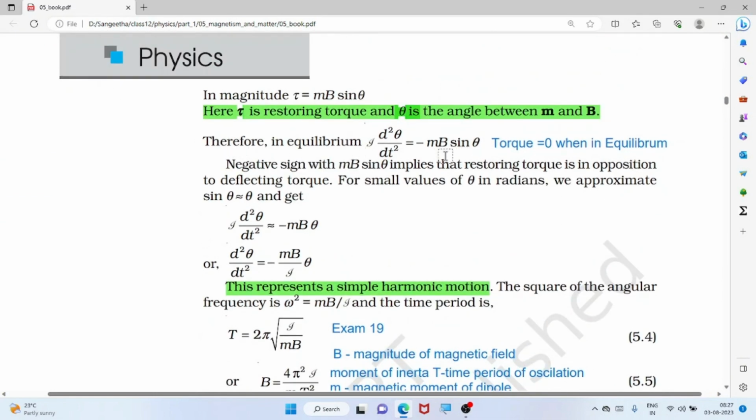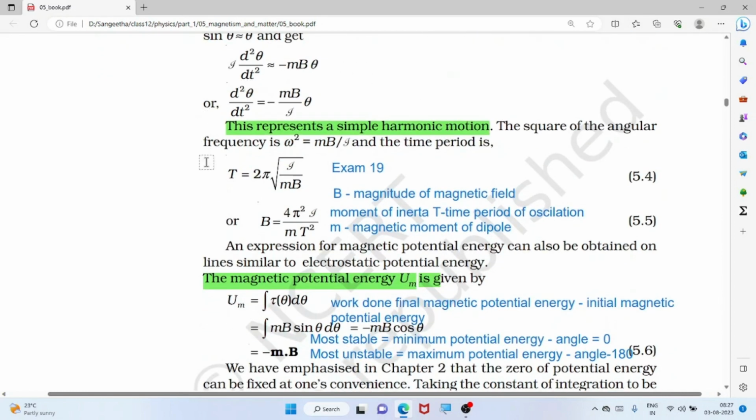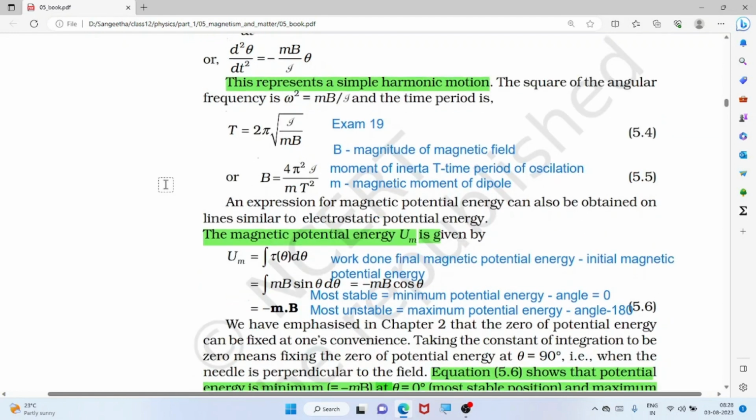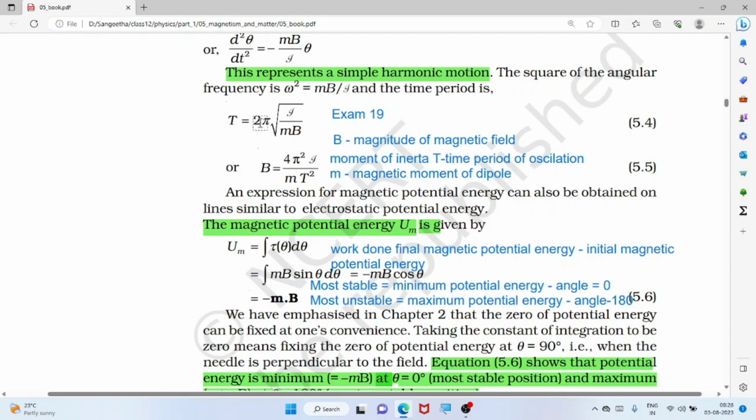This is the torque, minus mB sin theta, where theta is the angle between the magnetic moment and the magnetic field. Torque is 0 when the needle is in equilibrium. If it is not 0, then it is not in equilibrium. So this is the period of the simple harmonic motion of that needle. I is the moment of inertia, m is the magnetic moment, and B is the magnitude of the magnetic field. This is how we compute the magnetic field from this equation.